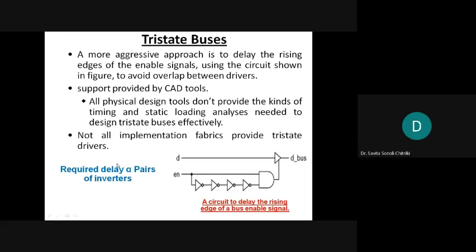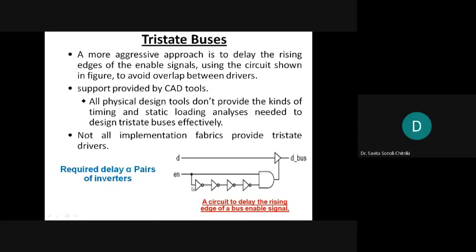So what is happening? See there. Enable, and another enable, n number of inverters are being connected, a circuit to delay the rising edge of the bus enable signals there. So here, whatever is going to the tristate bus, what we were doing was connecting the enable signal directly. So now it is not like that. Enable is going through an AND gate, right? If we use inverters here, what happens is, the same: 0 becomes 1, 1 becomes 0.